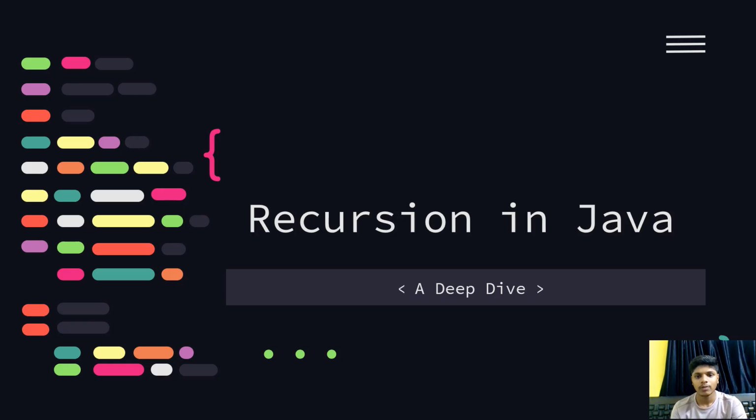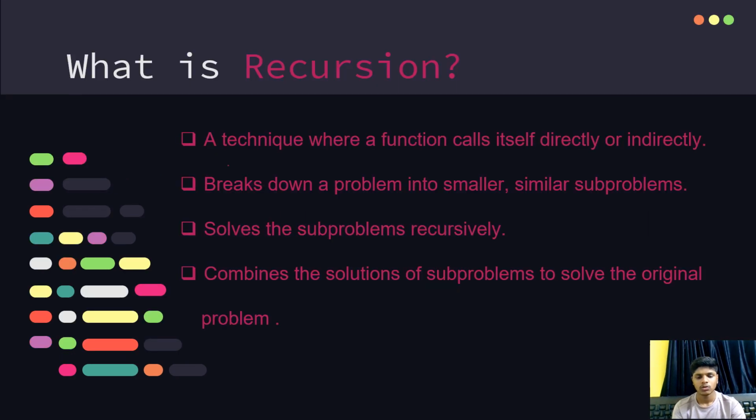And once again, welcome back to the channel. Today, we are diving deep into a fundamental concept in computer science, that is recursion in Java. So, what exactly is recursion? In simple terms, it is a technique where a function calls itself, either directly or indirectly. Now imagine breaking down a big problem into smaller, simpler pieces. That's the essence of recursion. And we solve these smaller pieces using the same function and then combine the results to solve the original problem.